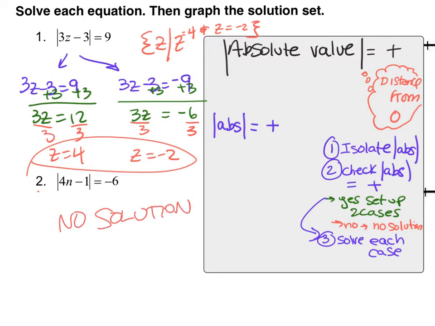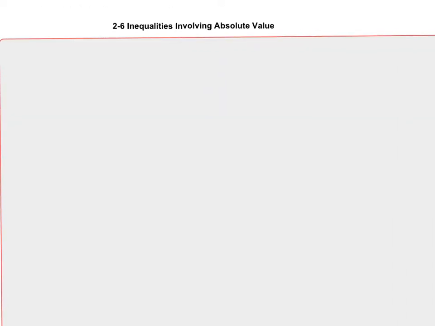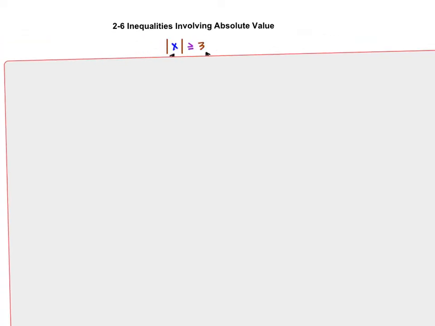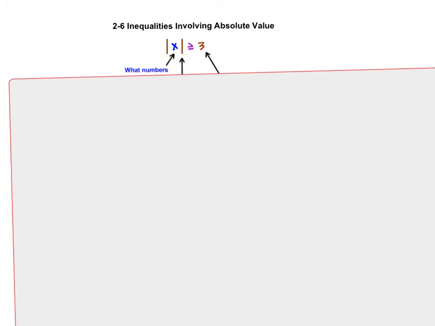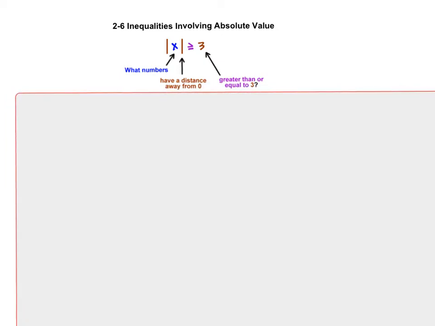So, keeping all of these little things in mind, what we're going to do now is discuss the idea of absolute value inequalities. Inequalities that involve absolute value are similar to equations that involve absolute value. It will look somewhat like this. Instead of it being an equal sign, you'll have an inequality symbol. And what it's basically asking is, what numbers have a distance away from 0 that is greater than or equal to 3.